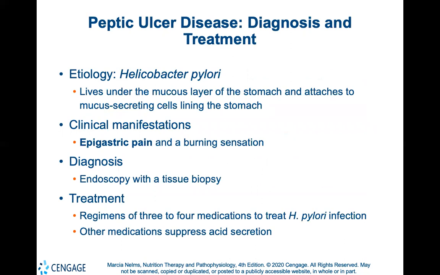Etiology: H. pylori is a spiral-shaped gram-negative rod that lives under the mucosa layer of the stomach and attaches to mucus-secreting cells lining the stomach. Clinical manifestations: the most common symptoms related to peptic ulcer disease are epigastric pain and a burning sensation, but this pattern is not consistent. Patients will complain of abdominal pain and a burning sensation, which may be caused by certain food or the amount of food intake.